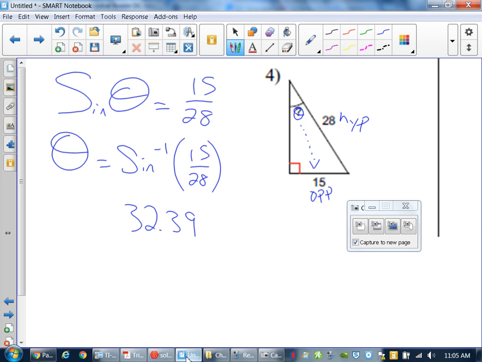I think you did the inverse. Yeah, you did the inverse one, and now you type in 15 over 28. Now it'll work.